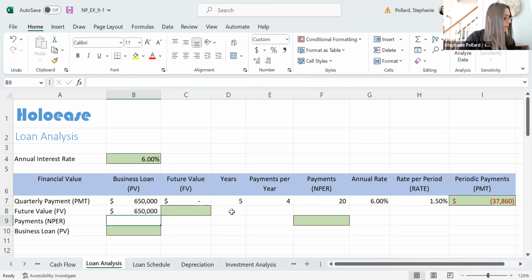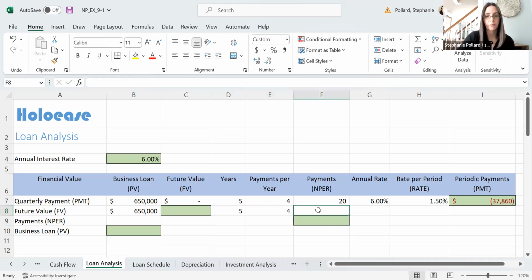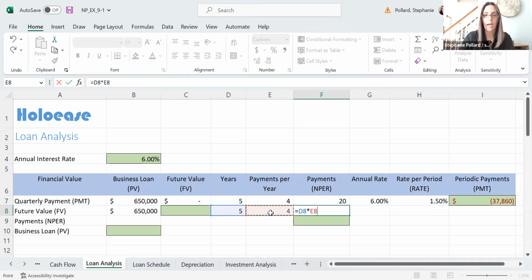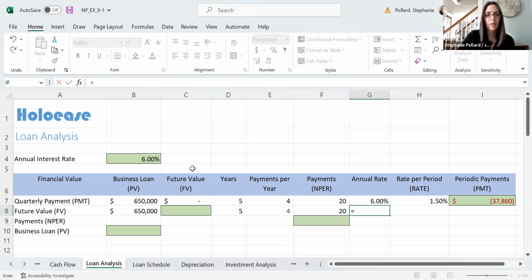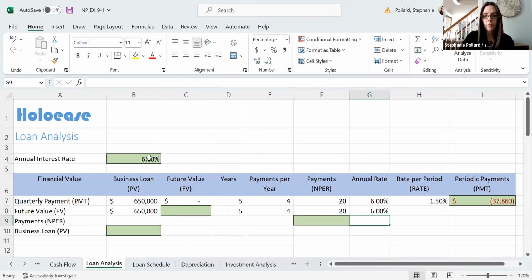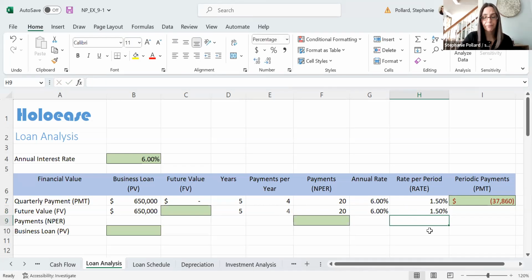It's still going to be for 5 years. We're still going to do it quarterly. So my number of payments here is still going to be 5 times 4. And of course, you can copy some of these cells down as well. There's not a lot of cells, so I'm just typing them in here. And then the same thing here. So same rate. Let's pretend the basics are going to stay the same.